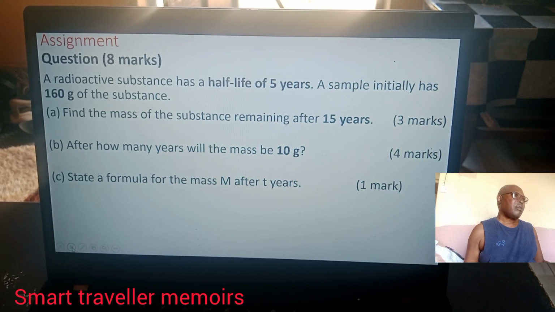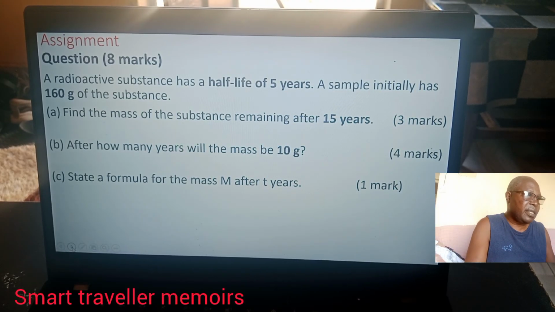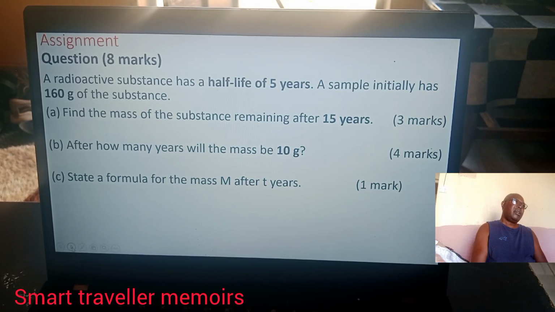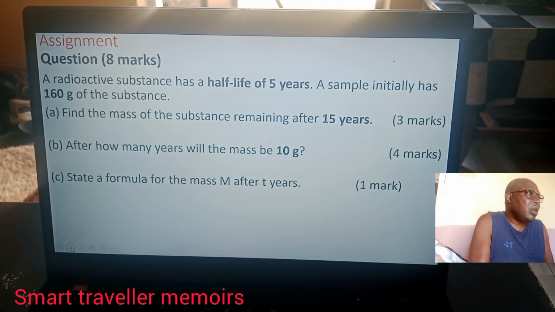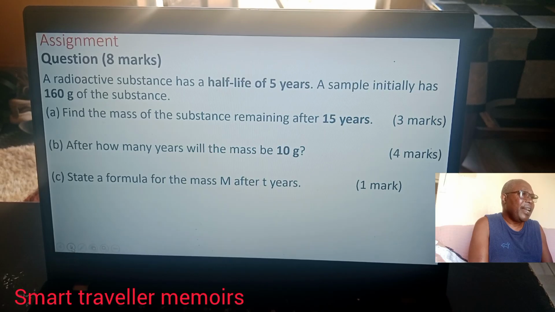So, and by the way, I will give you an assignment, and it is a question which is going to earn you 8 marks. And this question is, a radioactive substance has a half-life of 5 years. A sample initially has 160 grams of the substance. Part A. Find the mass of the substance remaining after 15 years.